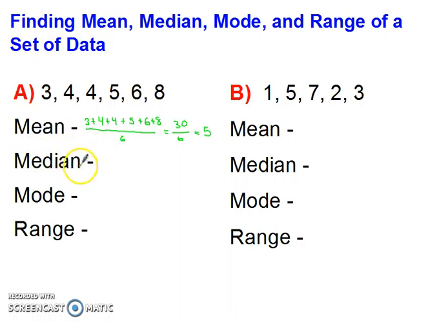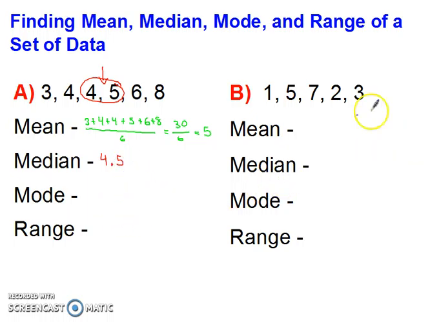Now let's look at the median. The median is the middle number. Notice how the numbers are already in numerical order, so we don't need to change anything. However, there are 2 middle numbers. We have 4 and 5 as our middle numbers. So the median is going to be the middle of those 2. So the middle of those 2 is 4.5.